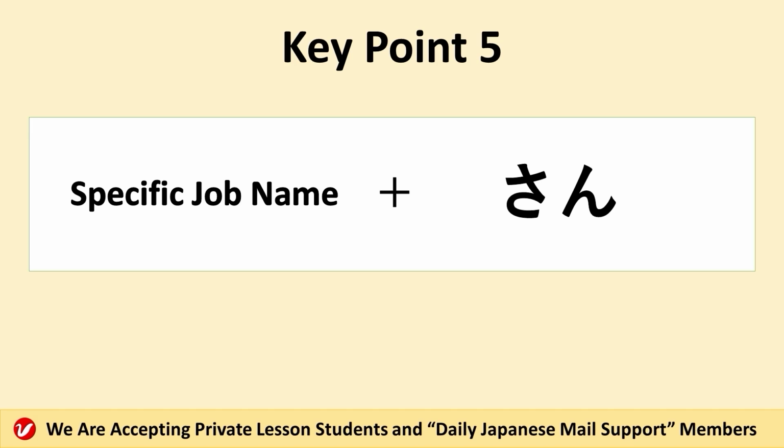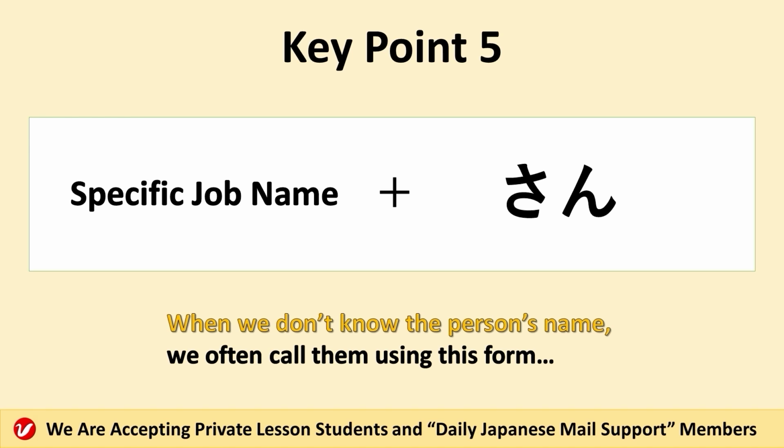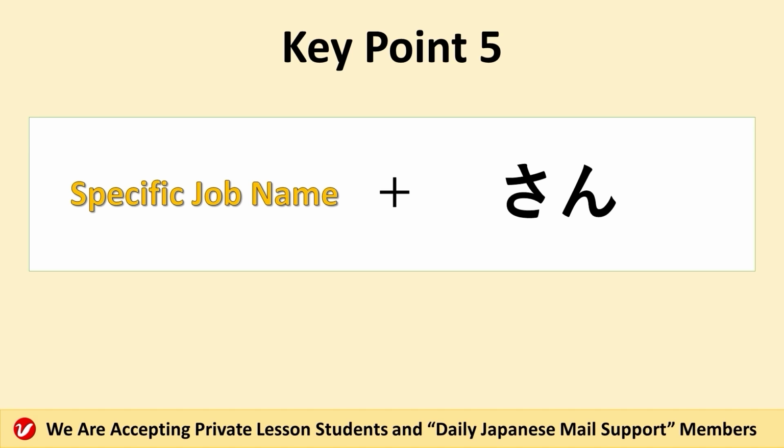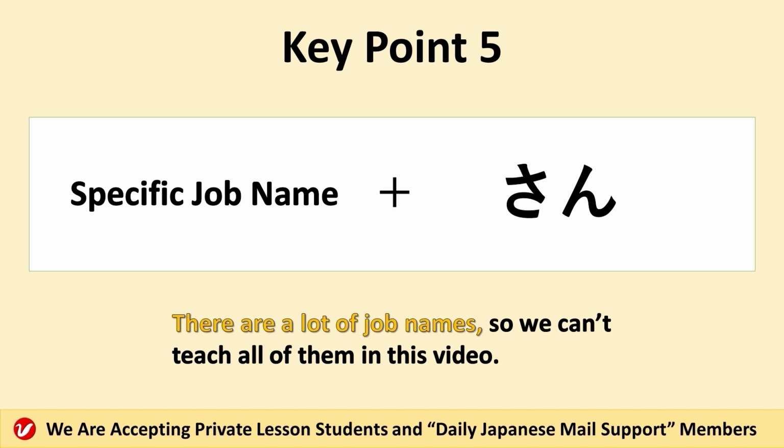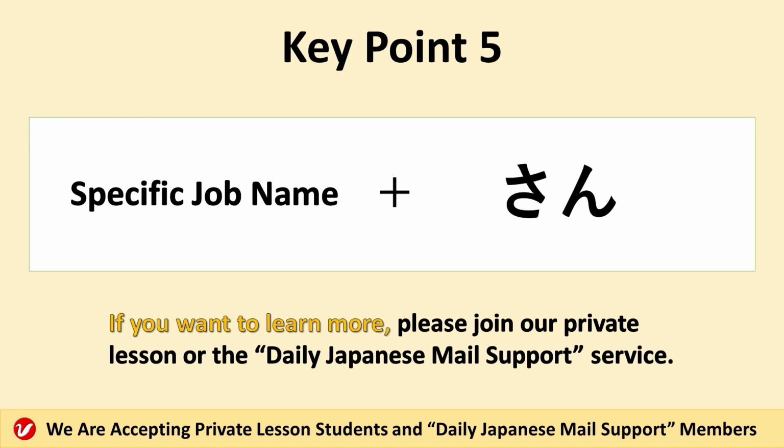Key point 5. This is the key point. When we don't know the person's name, we often call them using this form. Specific job name plus さん. There are a lot of job names, so we can't teach all of them in this video. If you want to learn more, please join our private lesson or the daily Japanese mail support service.